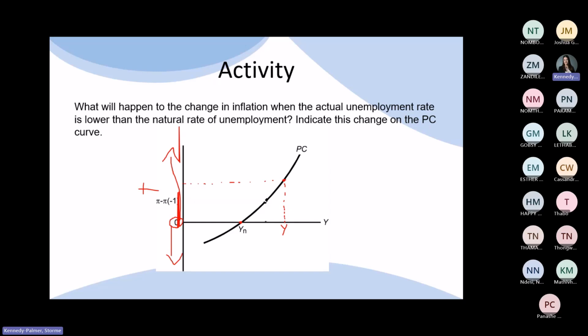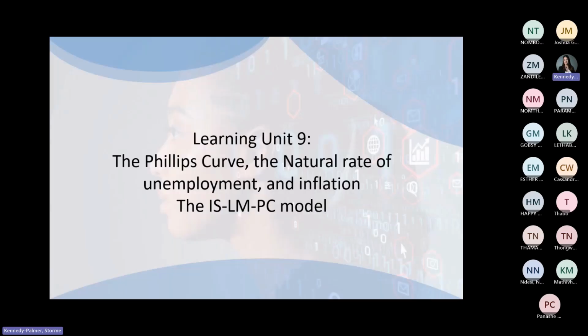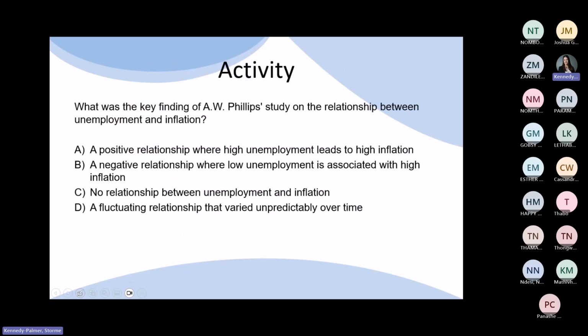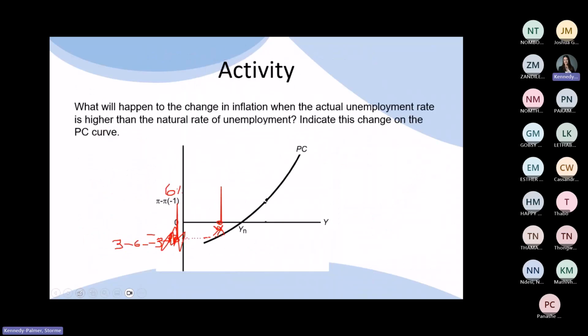And remember that in our next session, we're going to be looking at the adjustment from the short run to the medium run and the impact of fiscal policy. So in the short run, actual prices and actual inflation can deviate from the natural level. In the medium run, because of this adjustment process, it goes back to neutral.